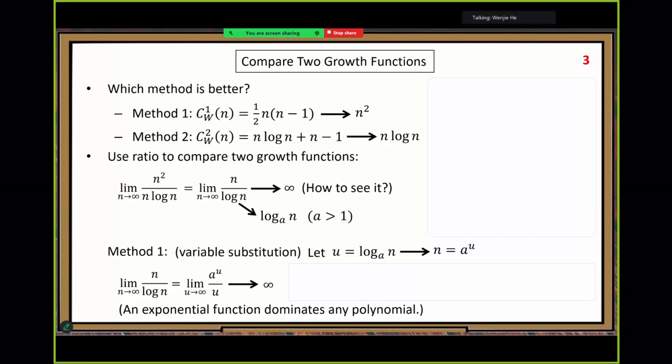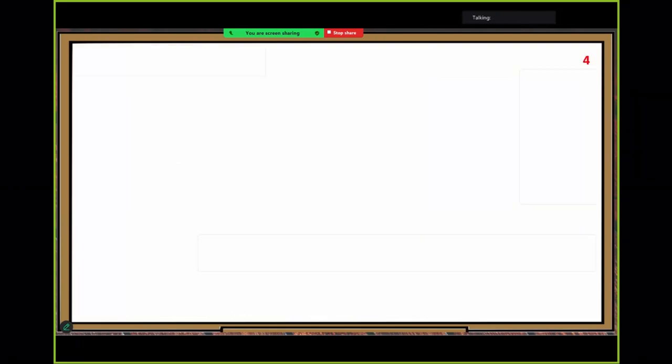People always use this fact in everyday life, but we can prove it mathematically. Later we will prove it. Here we just borrow this common fact that people use in everyday life. All right, that's the first method. Second method.